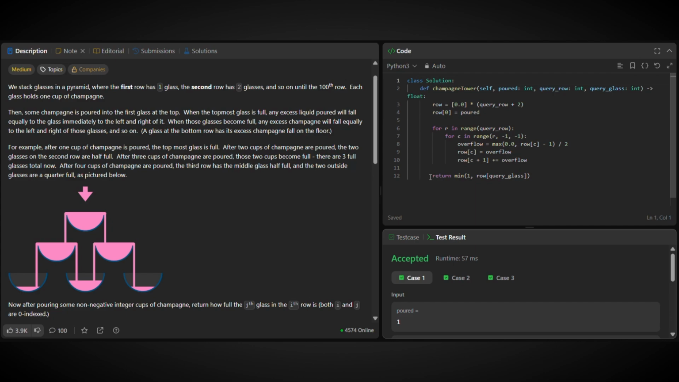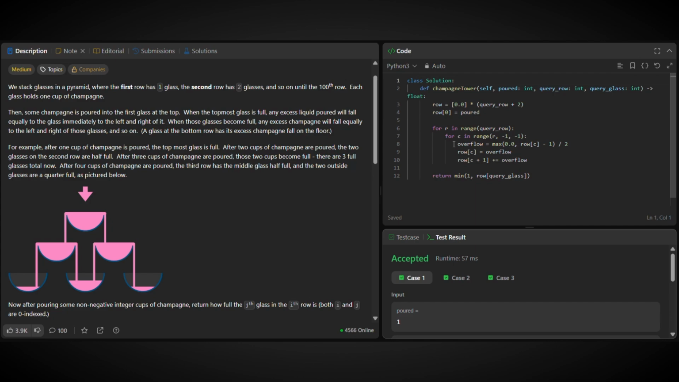Why iterate backwards? This is crucial. If we go left to right, we overwrite values before using them. Going right to left lets us update in place. This is classic space optimized dynamic programming. What does this line do? Overflow equals max of 0 and (row[c] minus 1) divided by 2. If the glass has at most 1, no overflow. If it has more than 1, the extra splits evenly.